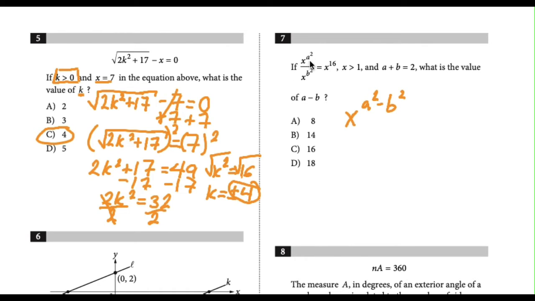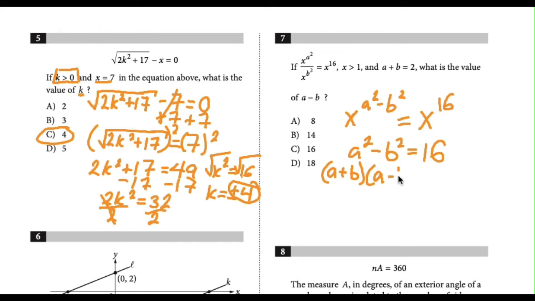So x to the power of a squared divided by x to the power of b squared will simplify to become x to the power of a squared minus b squared. And this is going to be equal to x to the power of 16. When we have the same bases equal to each other, we can set the exponents equal to each other. A squared minus b squared is going to be equal to 16. Here we have a difference of squares on the left that we can factor into a plus b times a minus b. And this is going to be equal to 16.